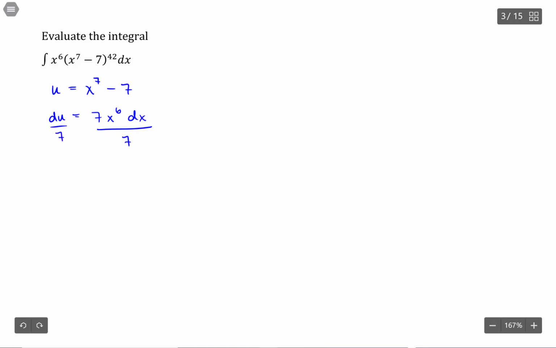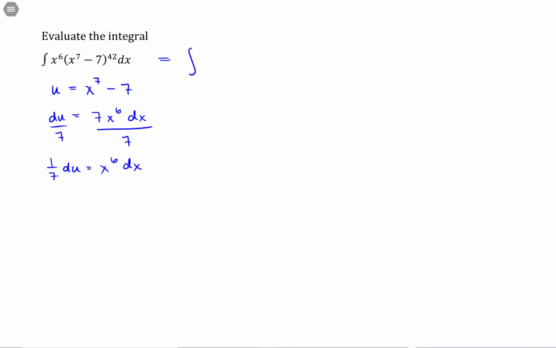It's only off by a constant multiplier, so we can change that around and make this 1/7 du equal to x to the sixth dx. So this becomes the integral of, well, x to the seventh minus 7 is u, so we have u to the 42nd power, then x to the sixth times dx. Both of those together gets replaced with 1/7 du.